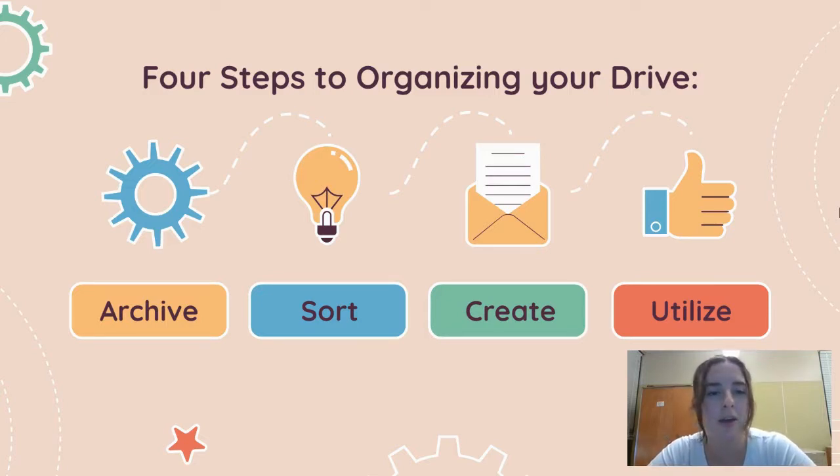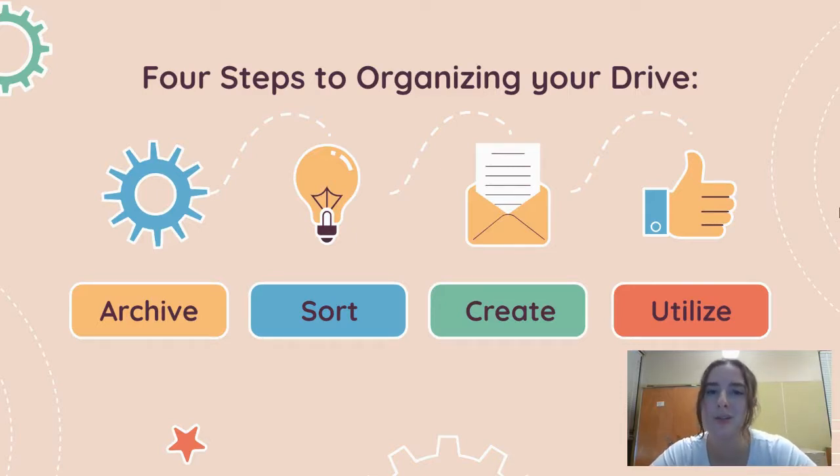So the first step that you have to take is to archive. And what that means is you're going to take all of your old stuff and you're going to put it away essentially in little boxes, which are going to be folders on Google Drive. All of the old stuff from previous school years are each going to have a folder, and then you can take all of the materials, all of the documents from those school years and organize them within those folders.